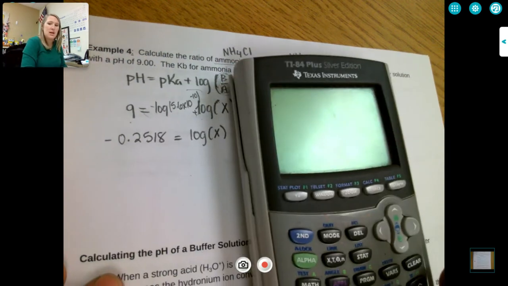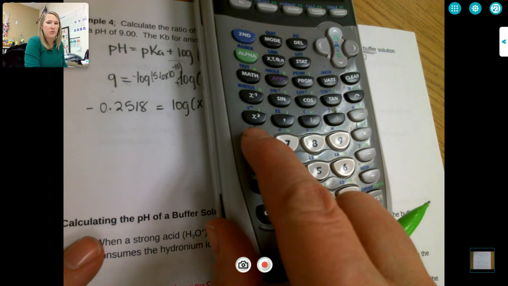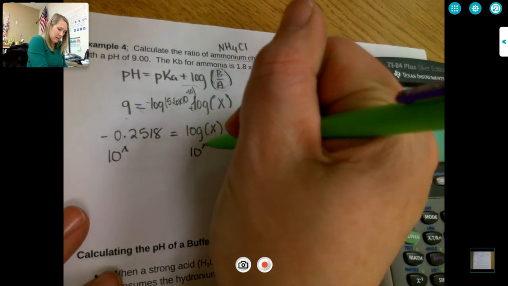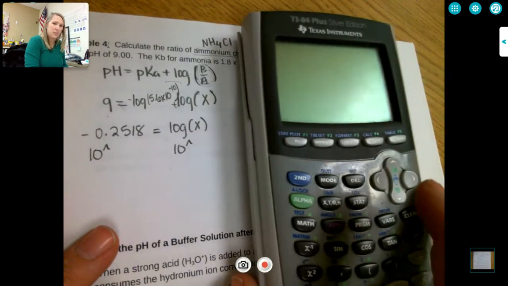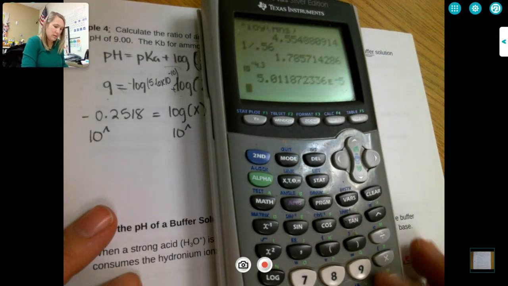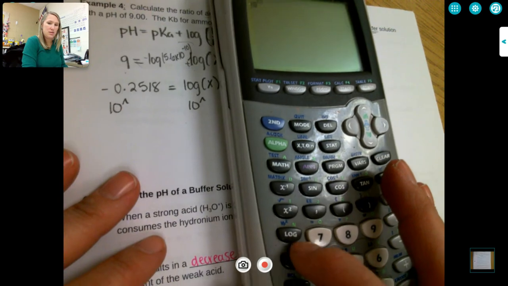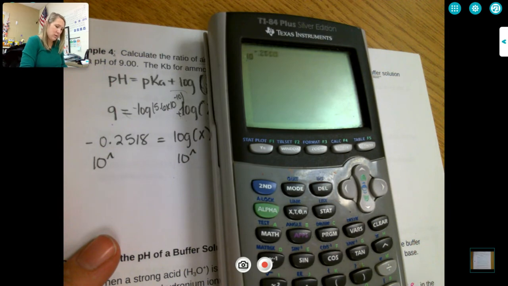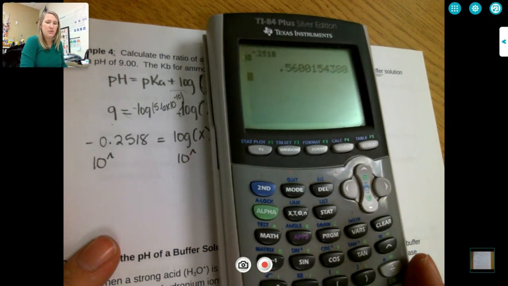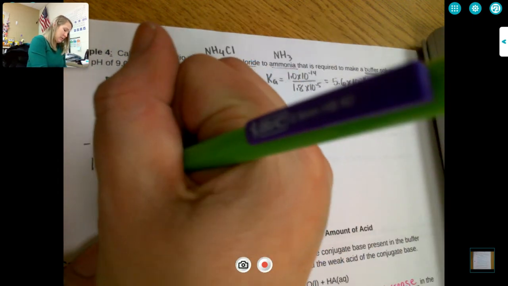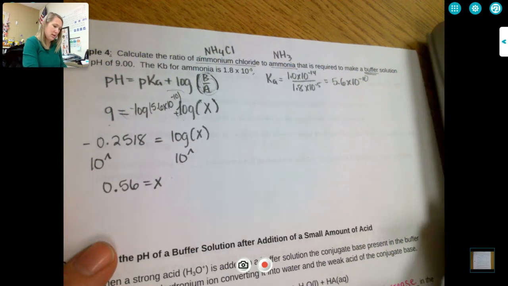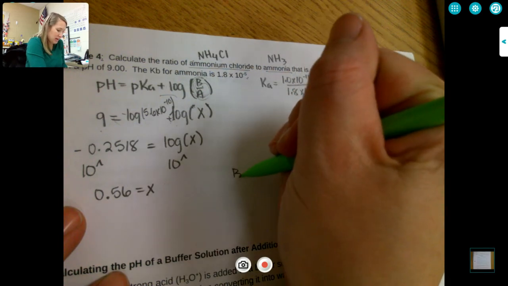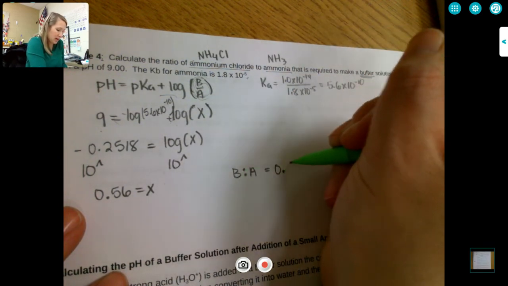So to do that, on our calculators, if we look where our log button is, the opposite of log is 10 to the x. So I'm going to take the 10 to the power on both sides of my equation. I did second log to get 10 to the x, and this is negative 0.2518, and I get 0.56. So 0.56 equals x. Now, I just did a ratio of B over A. So the ratio of B to A I got is 0.56.